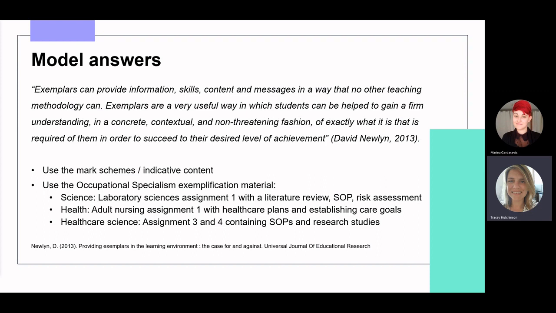The drawbacks are they could lead to a lack of creativity or plagiarism from your learners, and they can be time consuming to produce. You may find it useful to use the sample papers and the mark schemes, as well as the indicative content, as a guide for the production of questions with model answers. We've produced some exemplification material for the occupational specialism synoptic assessments, but some of those can be used with your students now.